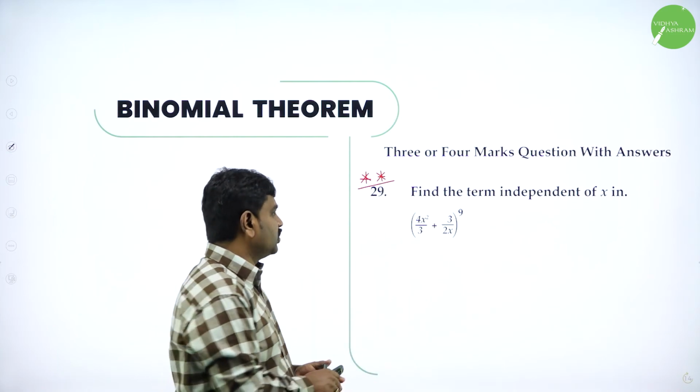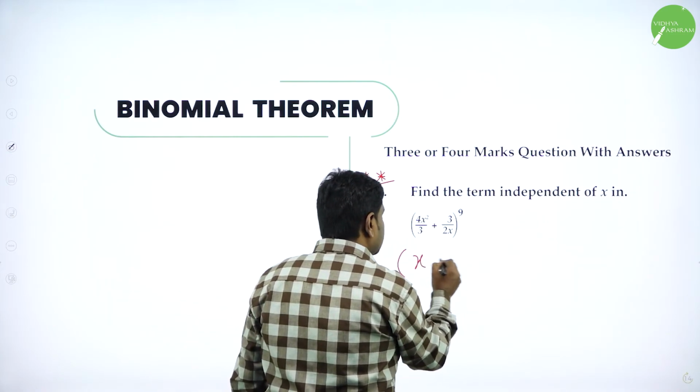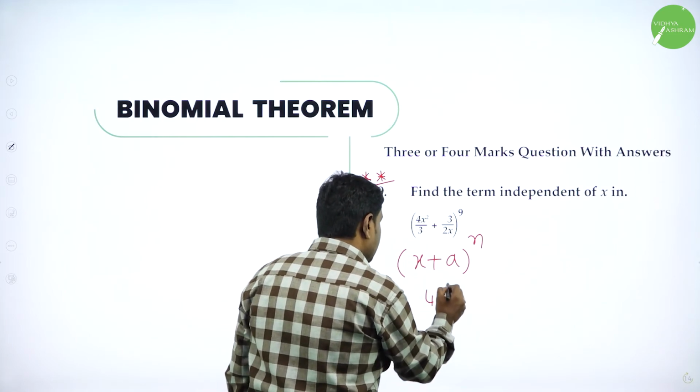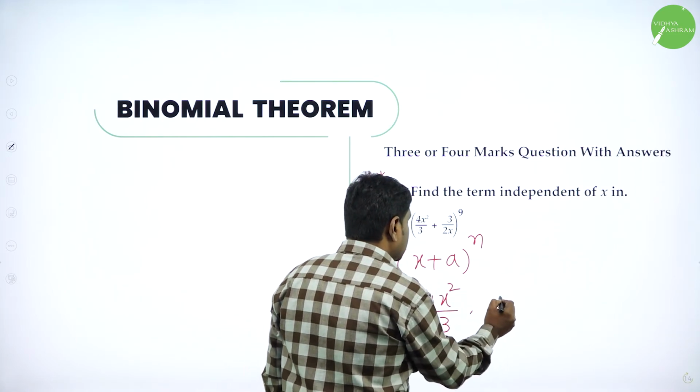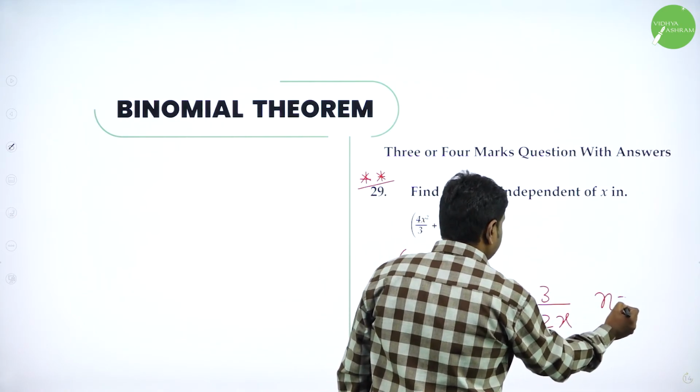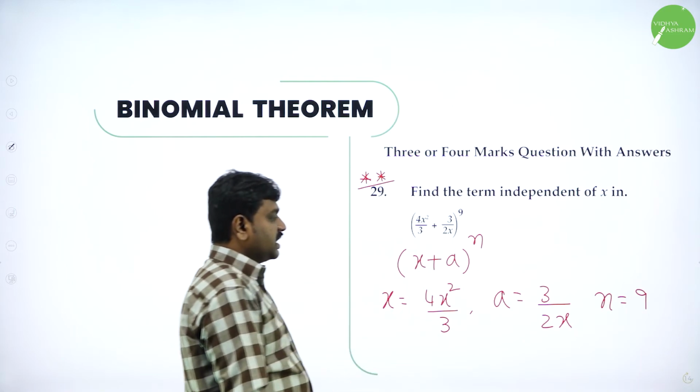So as usual, same method. Compare it with (x + a)^n. What is x here? x is 4x²/3, given in the problem. a means the second term, which is 3/(2x), and n is 9. So now you have x, a and n.